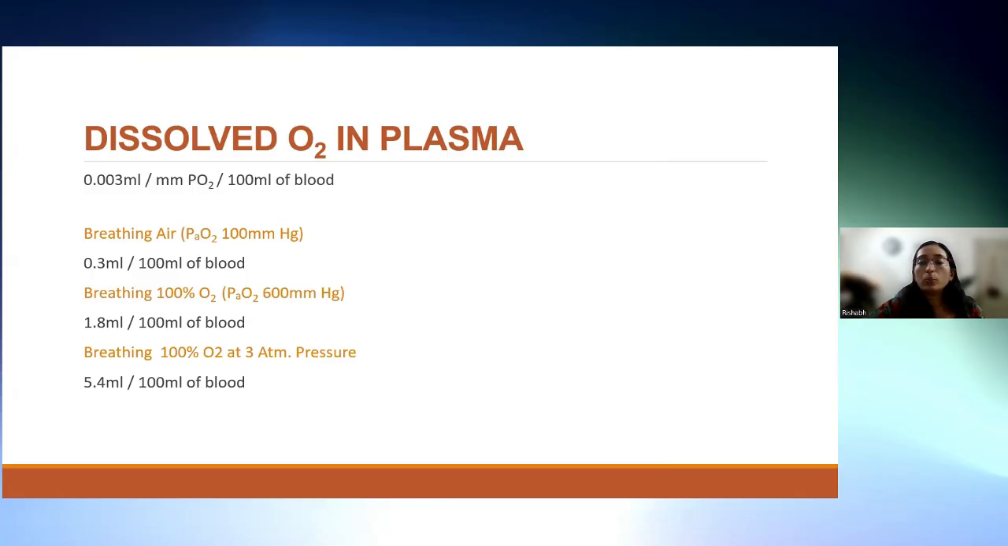And dissolved oxygen. So basically what is happening is hyperbaric oxygen therapy increases the dissolved oxygen in the plasma. So if you see, when you breathe air at a partial pressure of oxygen of 100 millimeters of mercury, every 100 ml of blood contains 0.3 ml of oxygen. But the same breathing, if it takes place at 3 atmospheres pressure, that is at hyperbaric oxygen, the amount of oxygen in 100 ml of blood actually increases to 5.4 ml. So that is the basis of using hyperbaric oxygen therapy, and it is found to be useful in treating many conditions.